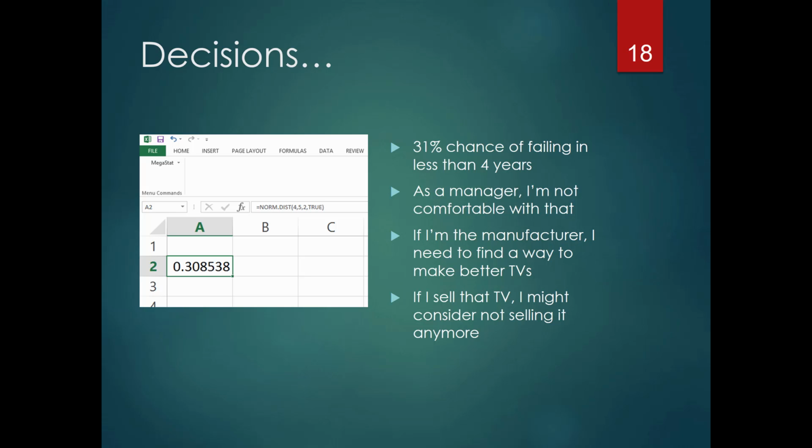As a manager, I'm not really comfortable with that. So if I'm the manufacturer, I need to find a way to make better TVs, or talk to some people, find out what the machines are doing. If I sell that TV, I might consider not selling it anymore. Not going through that company that makes that TV.